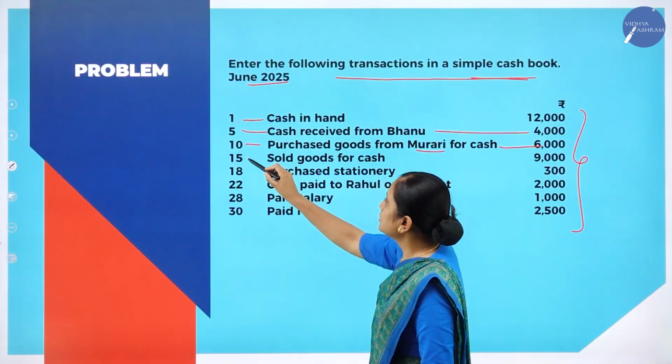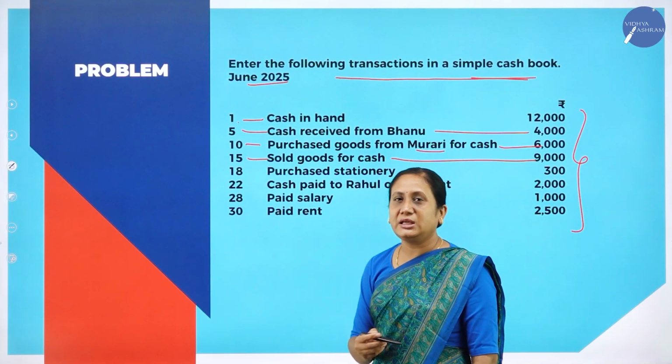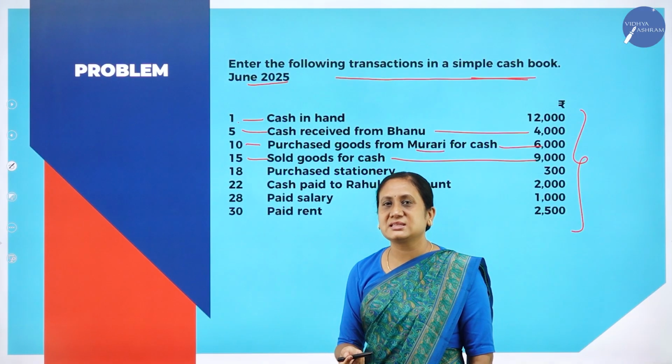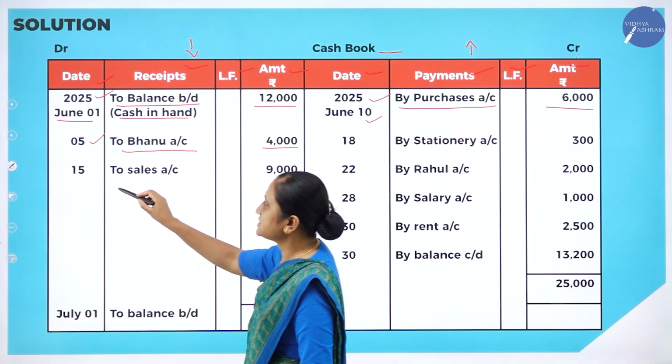Next, 15th, sold goods for cash 9,000. The business is selling goods for cash. When the sale is taking place, cash is coming in, correct? So we will enter it on this side, the debit side.